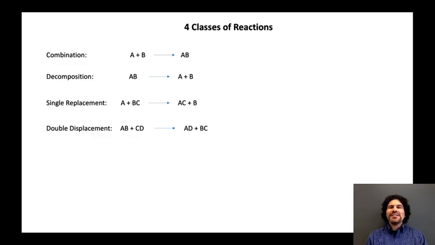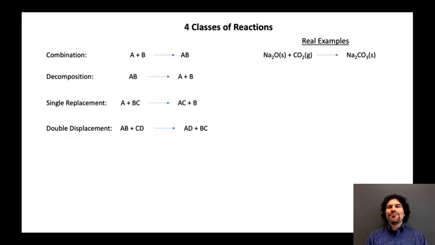And then finally, in a double displacement reaction, we're starting out with two reactants that are both compounds and they switch partners. Initially we have A bound to B and C bound to D, but then after the reaction takes place, A ends up bound to D and B ends up bound to C.